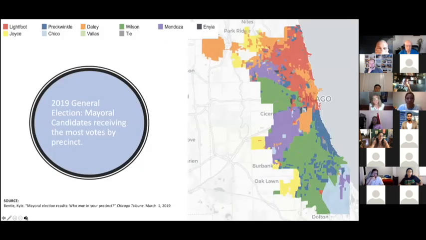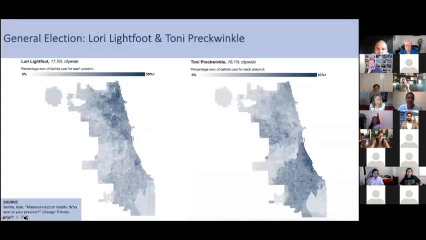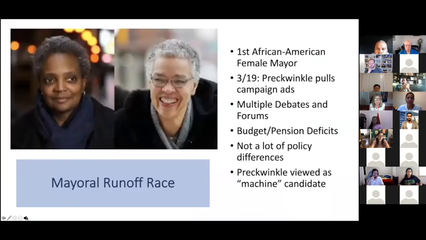We can take a look at this map to see where the strongholds were. The blue areas for Preckwinkle, you kind of see down along the south side, Hyde Park down into South Shore. Importantly, you see Lightfoot. Where's Lightfoot winning? The north side, northwest side, and predominantly white areas, although hers was a very broad coalition. I'll skip this slide without going into it.